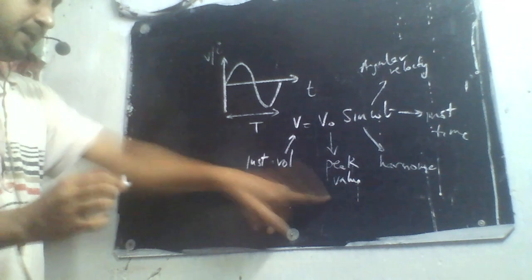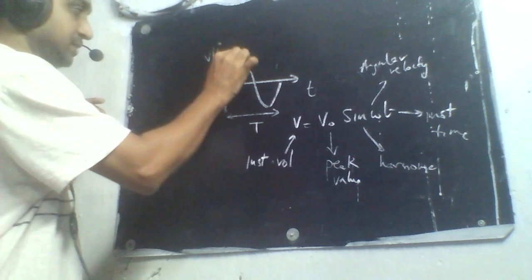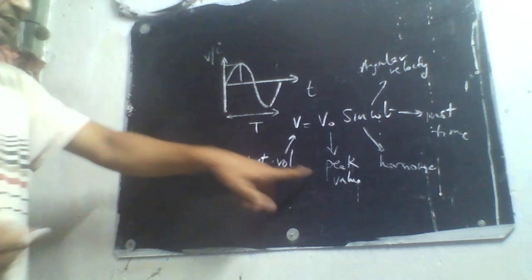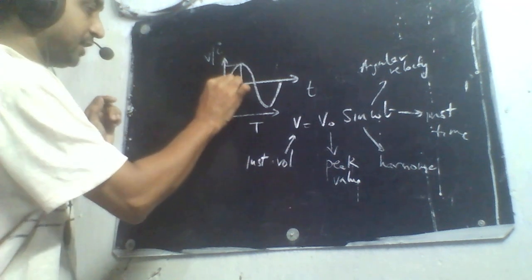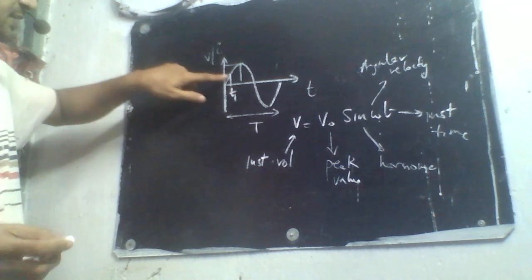So what do we mean by peak value? Peak value is this much value, the maximum value it can have. What is instantaneous value? Instantaneous value means the value of the voltage at any instant of time. At this instant, t1, this is the instantaneous value.